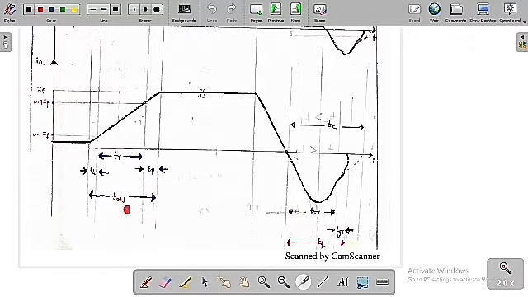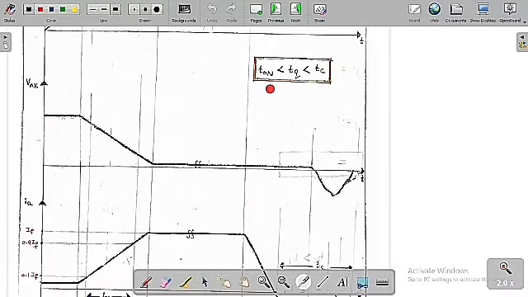Always the turn on time should be lesser than TQ, than TC. So turn on time should always be lesser than the device turn off time, lesser than the circuit turn off time. So T on is always less than the device turn off time, which is lesser than the circuit turn off time.